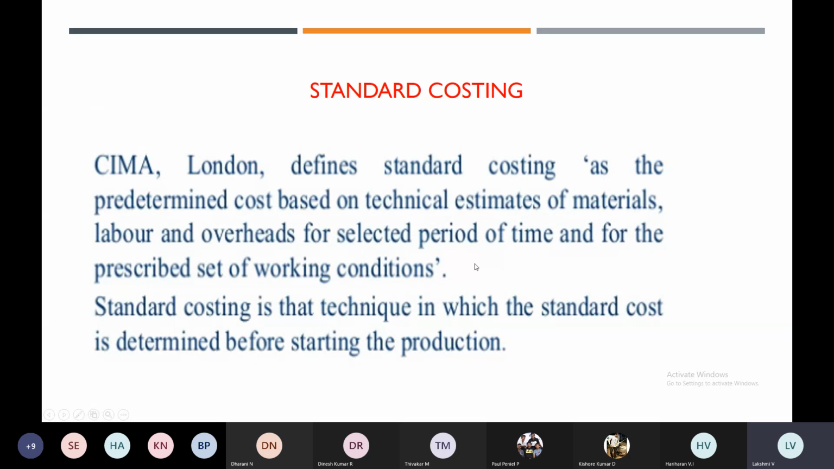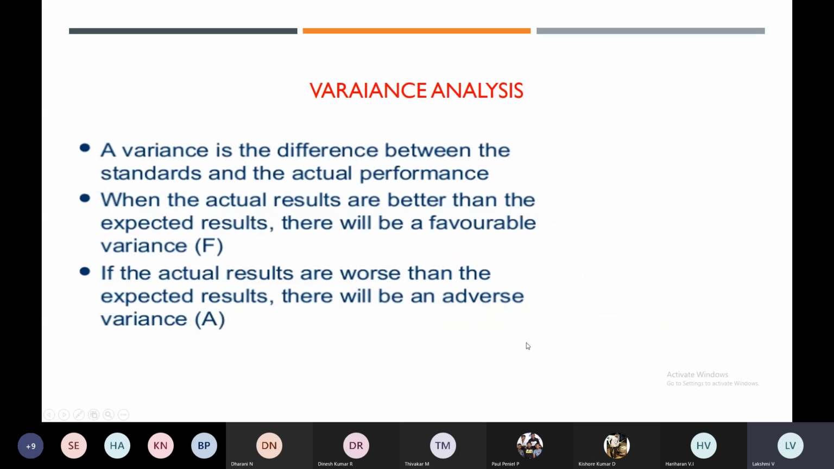Okay, so you need to know what is meant by standard cost. It is a predetermined cost, and standard costing means the technique followed in order to determine your standard cost. First you will establish your standard cost, then compare it with your actual results, and take corrective actions if required. Variance analysis is also similar to standard costing. Variance means differences or deviations that are happening. Always you fix a standard, and your actual performance you have to compare with the standard.